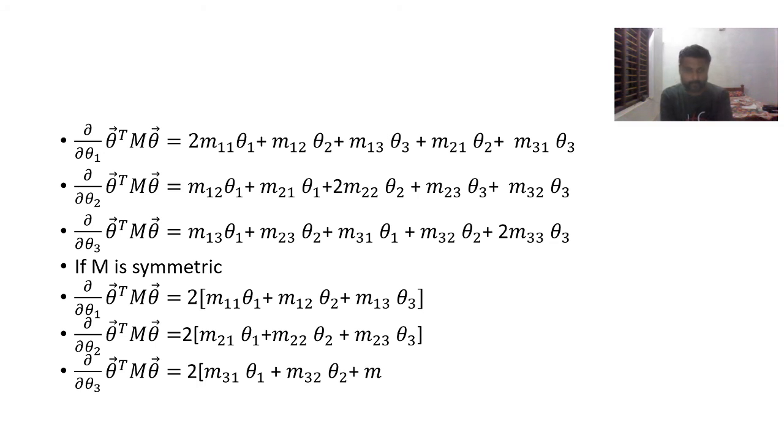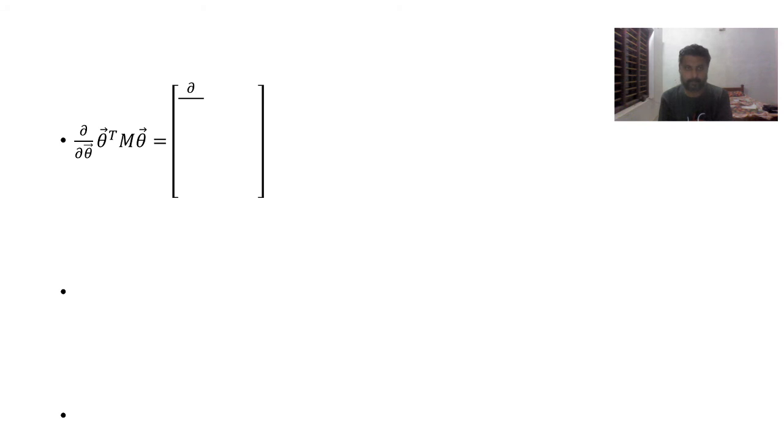So now if you are taking this in matrix form, that is ∂/∂θ of θᵀMθ can be represented as a matrix: ∂/∂θ1 of θᵀMθ, ∂/∂θ2 of θᵀMθ, and ∂/∂θ3 of θᵀMθ.